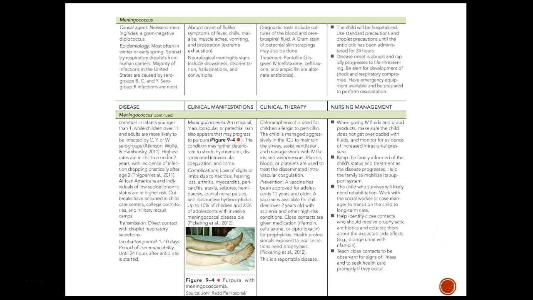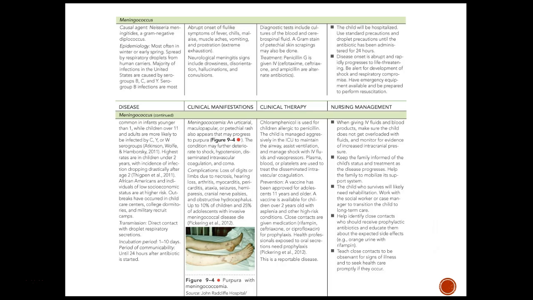So moving on to meningococcus. The highest rates of meningococcus typically occur in children under 2 years of age. African Americans and individuals that have a low socioeconomic status typically are at a higher risk to get meningococcus. Kids who attend child care centers, older adolescents or adults who attend college and stay in the dorms, and adults that are in military recruitment camps also have a greater risk of contracting meningococcus.